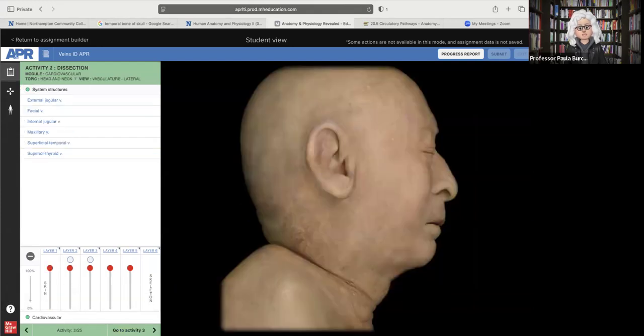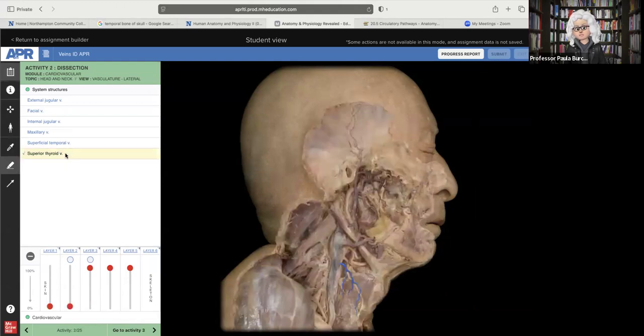Let's move on to the second activity. Now we have a lateral view of the cadaver. So what we're going to begin with are, let's say, the superior thyroid vein. This is going to be adjacent to the superior thyroid artery. Remember, they're just carrying blood in the opposite direction. So for many of the veins, you're going to discover that they're going to run parallel to the arteries, just carrying blood back to the heart.